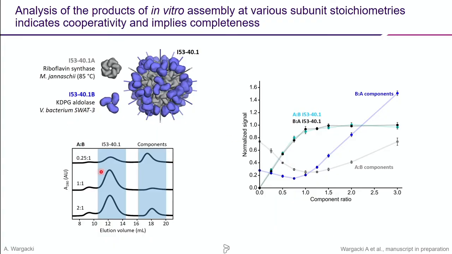And one of the key parameters we've been playing with is the stoichiometry of the two subunits, so the A component and the B component. And you can titrate this in these two-component nanoparticles and see what effect that has on assembly. So you could do an assembly reaction at 0.25 or 1:1 or 2:1 subunit stoichiometry. And then we quantify nanoparticle formation and residual unassembled components. And if you plot that as a function of the ratio of the components, what you see is that up to about 1:1, you get this linear increase in nanoparticle formation, after which it plateaus.